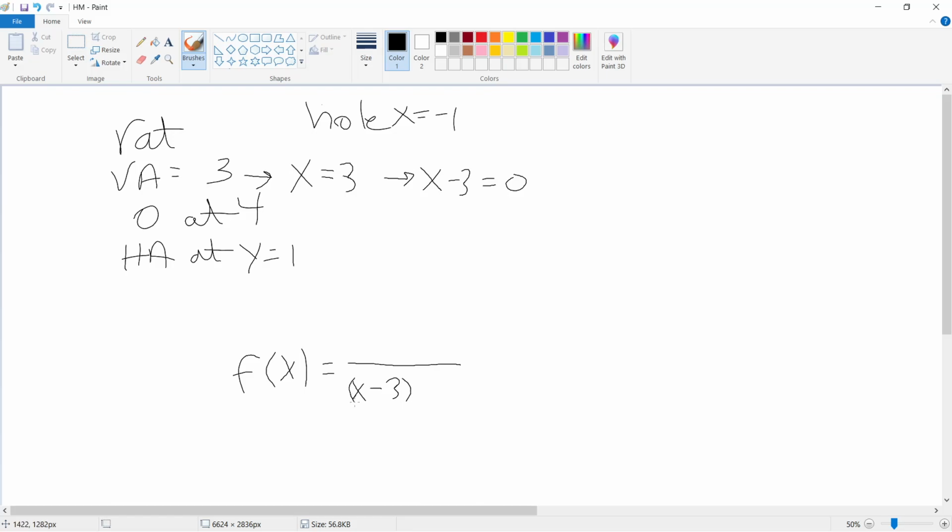Here, the zero is at 4. That's x equals 4. So the factor is x minus 4. And zeros go on top.